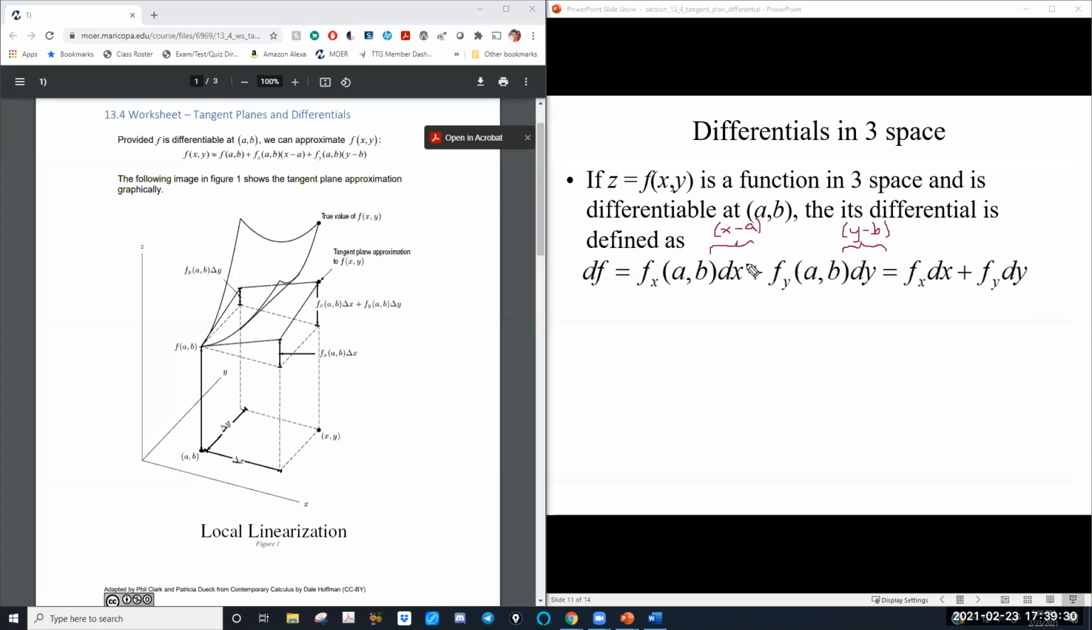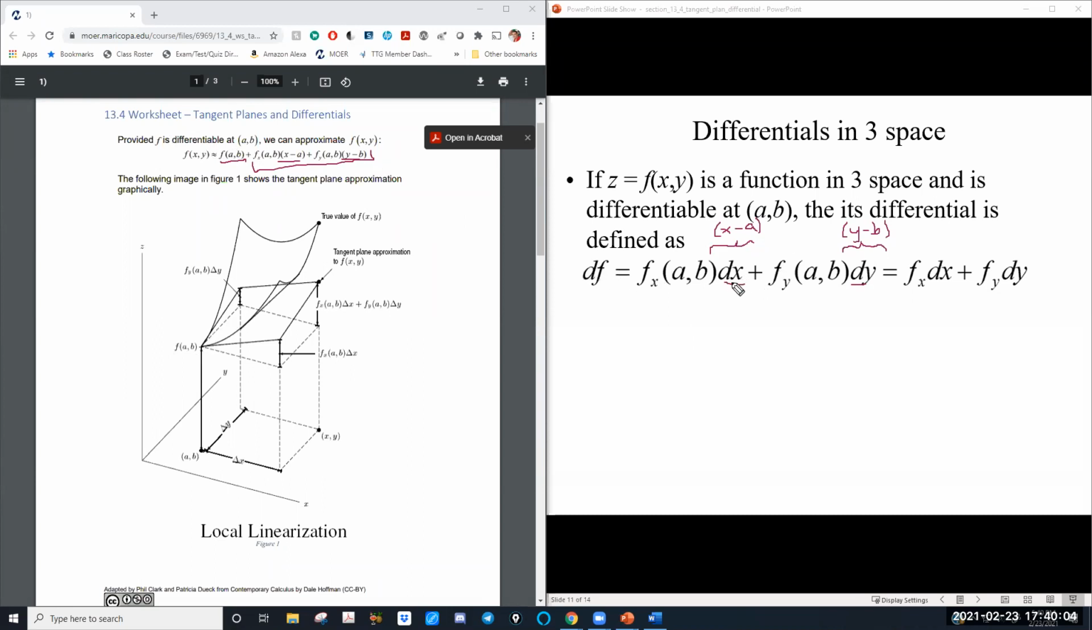What the differential is, is essentially the tangent plane, except we drop off the f of a, b. So we have the f of a, b here in the tangent plane, and we're dropping that part off. It's essentially this part of the tangent plane, except we're calling x minus a dx, and we're calling y minus b dy. The reason we're calling them that is because the differential is only a good approximation locally.